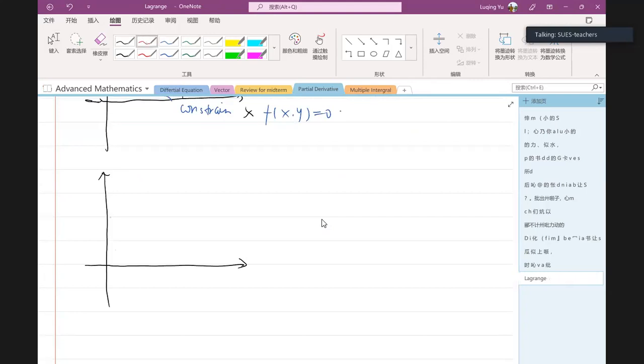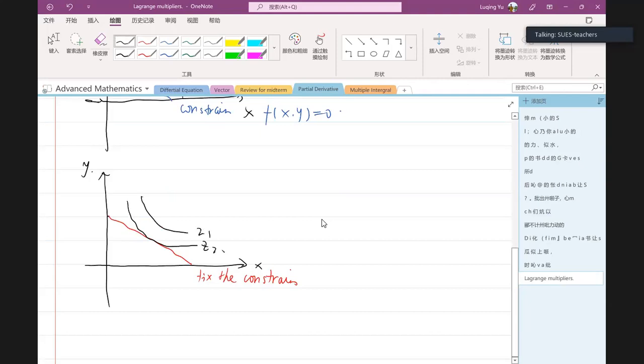This time we fix the constraint here. So there are 3 different contour curves. One is the tangent contour curve, let's call it C2. Another contour curve doesn't intersect with this constraint. And we have a third contour curve.